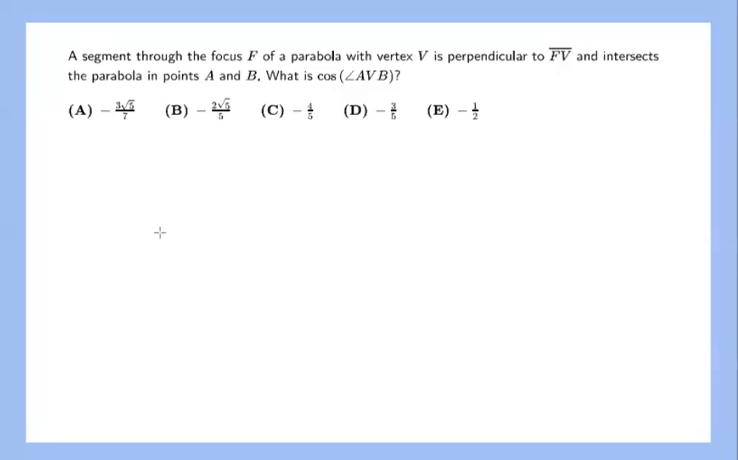Everyone, so we have another AMC problem. So this was an AMC 12 problem. We have a segment through the focus of a parabola with vertex V that is perpendicular to FV and intersects the parabola in two different points. And then based on this, we'd like to find the cosine of an angle.